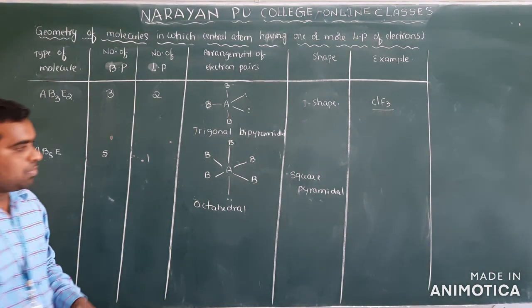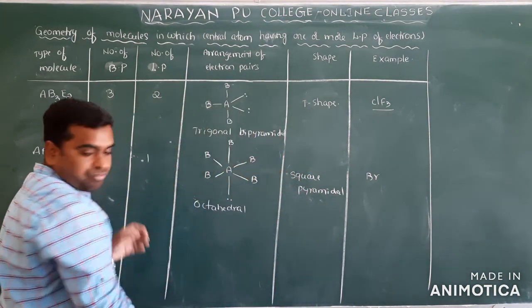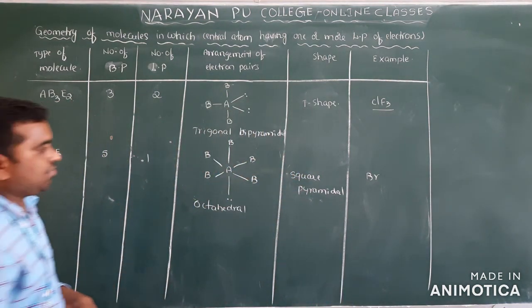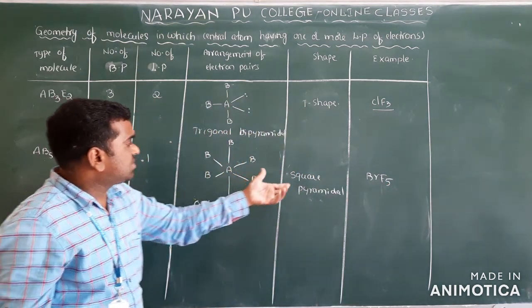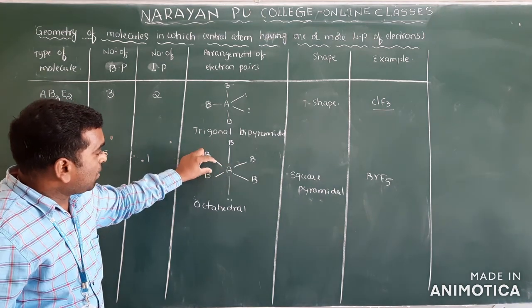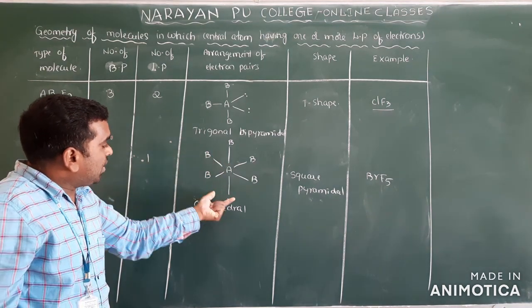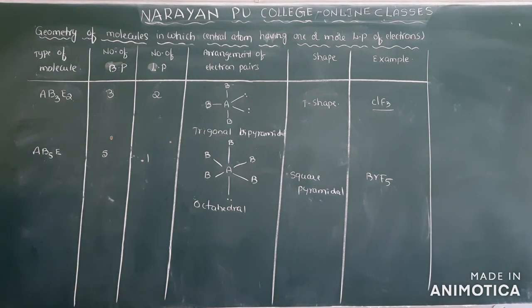The best example for this one is BrF5. BrF5 is the best example for this one. I will discuss why square pyramidal shape will come, and why angles change, how much the angle changes when the lone pair is introduced into the shape of the molecule. Clear? That we will discuss in the next class.